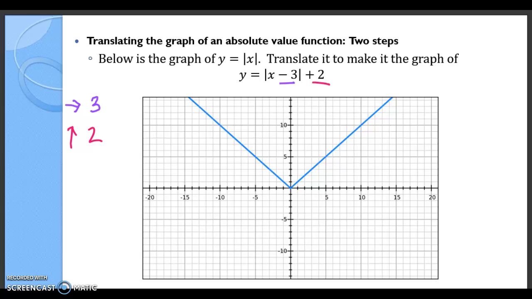So we can drag this whole thing and we can go to the right 3 and up 2. I'm going to have a point there, and then it's not going to change the way in which my v looks because there's no number out in front of the absolute value. So that is translating the graph of an absolute value.